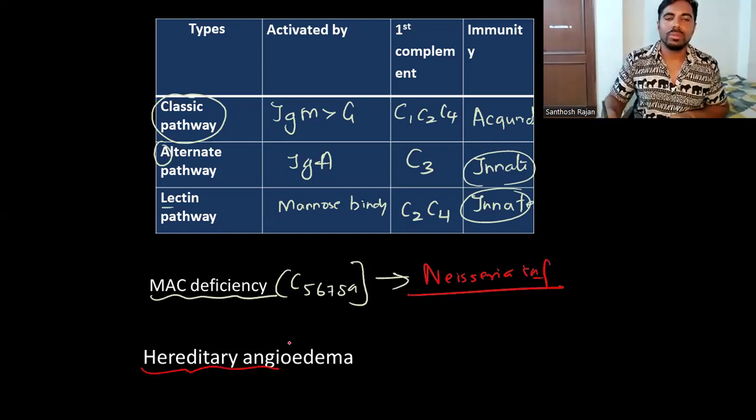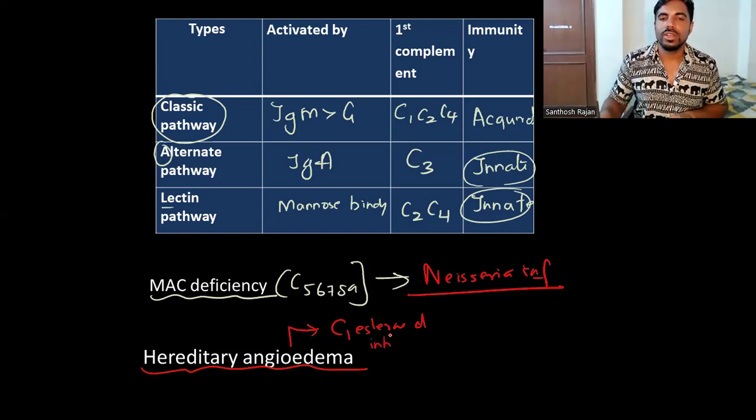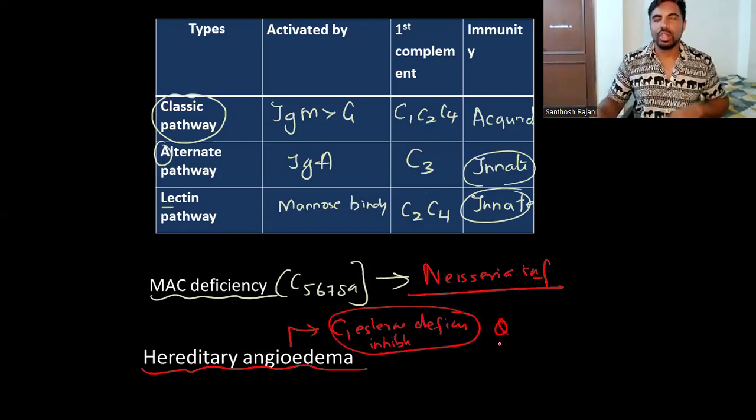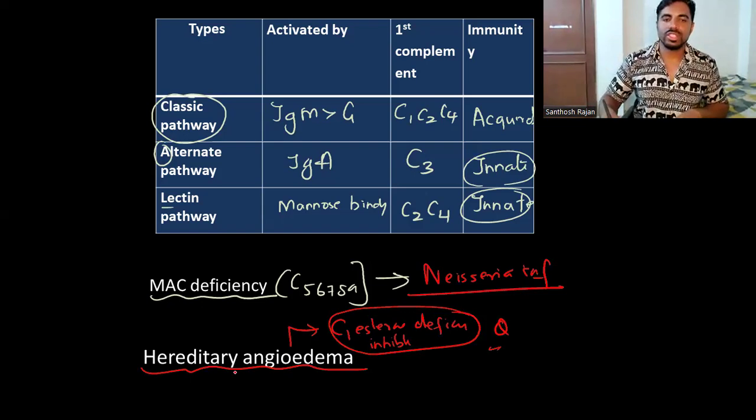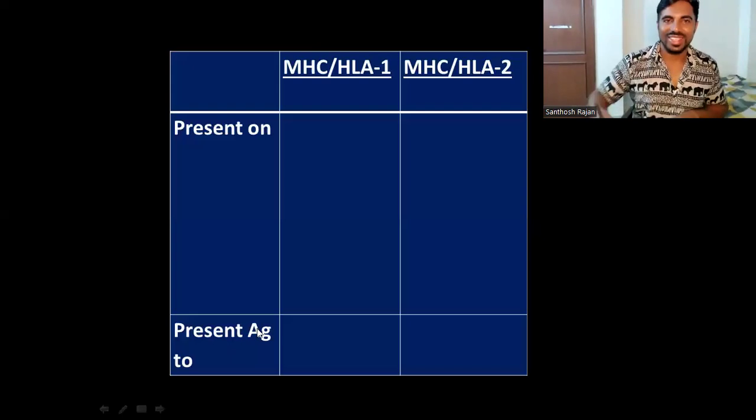Hereditary angioedema means you have edema all over the body. That is because of C1 esterase inhibitor deficiency. Because this is not there, the whole complement system gets hyperactive. So there will be a lot of swelling. C1 esterase inhibitor deficiency leads to hereditary angioedema. This question was asked recently, so that's what I'm talking about here.